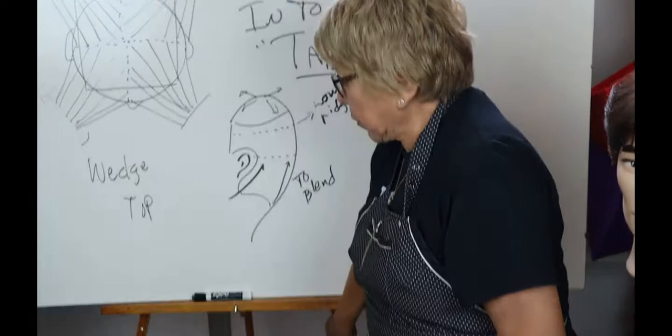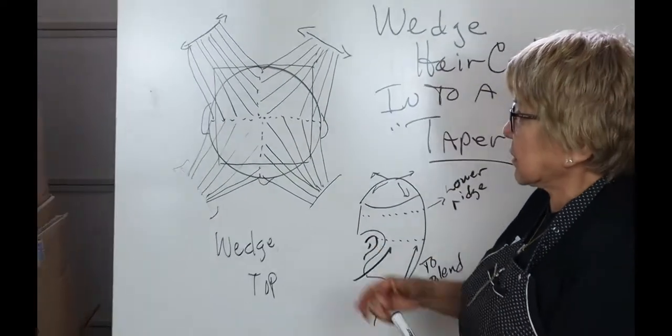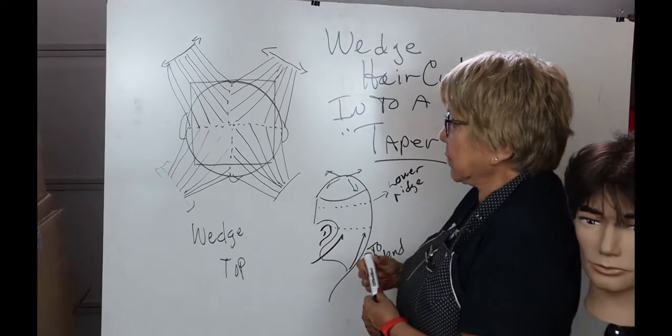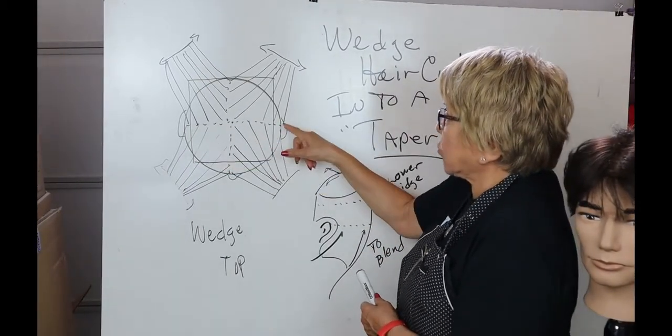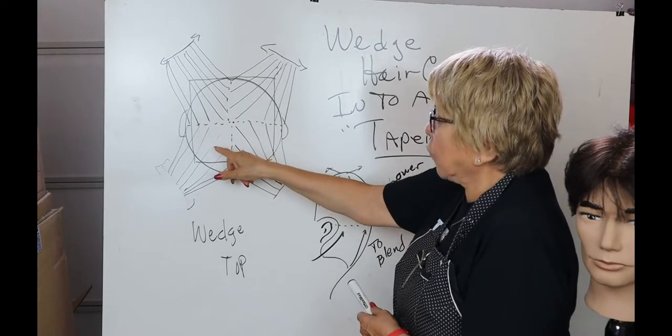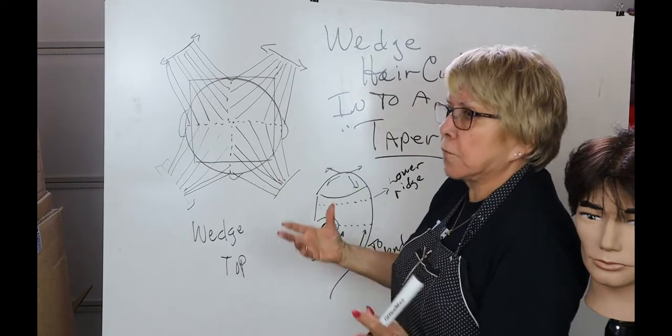I'm gonna let my cameraman focus a little bit. So let's talk about the wedge haircut. This is the top of the head. All right? So you can see that it's in 4 quadrants. In other words, 4 squares, 4 corners, 4 sections, 4 quads.